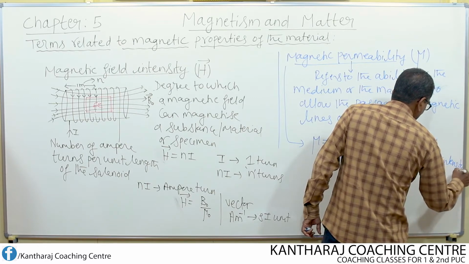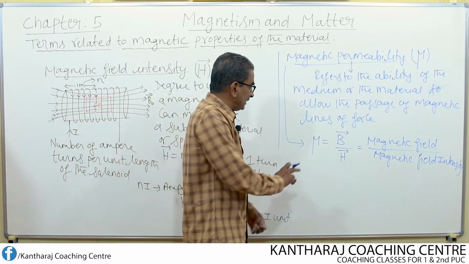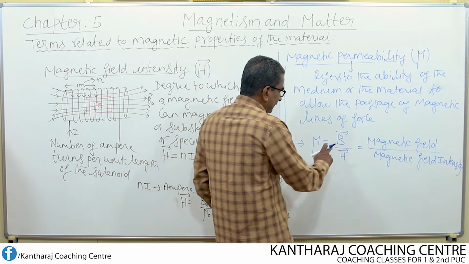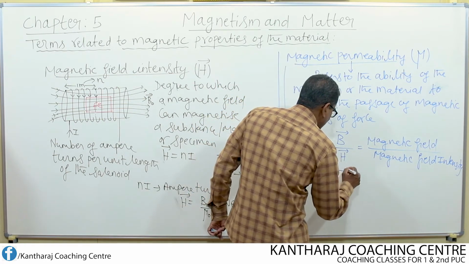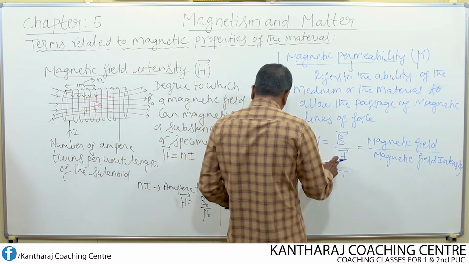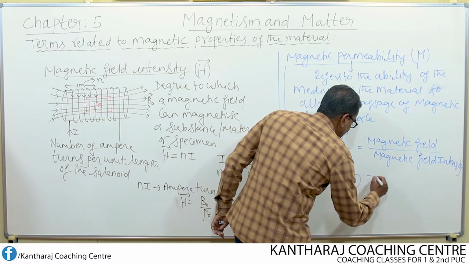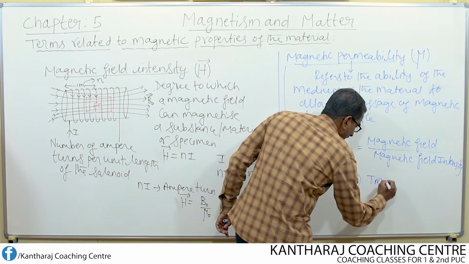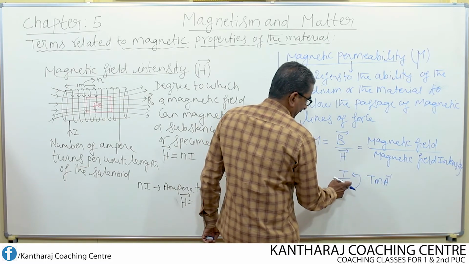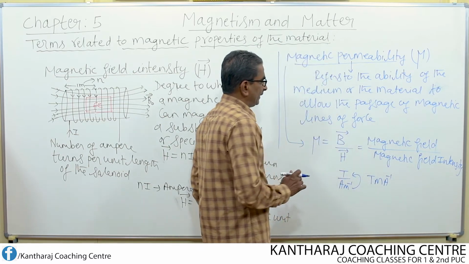Now, what is the SI unit of this? Is it a vector quantity? No, it is not a vector quantity. Then the SI unit: B means magnetic field, Tesla. H, magnetic field intensity, is nothing but ampere per meter. If I shift this to the numerator, then it becomes Tesla meter per ampere. Positive A will become minus A, minus M will become plus M. So Tesla meter per ampere is the SI unit.